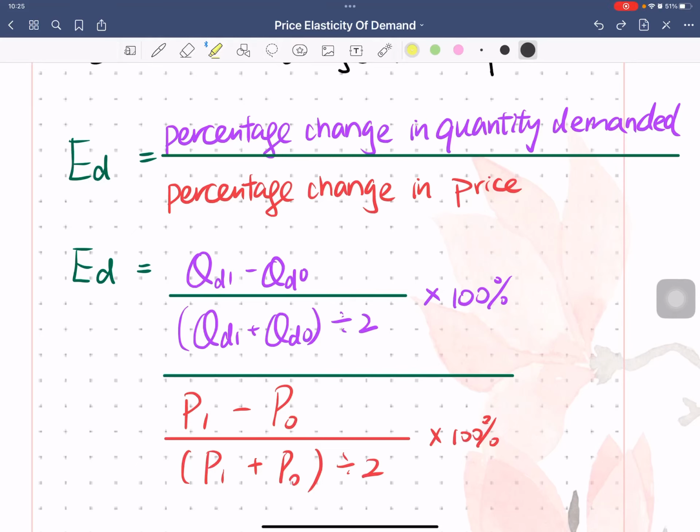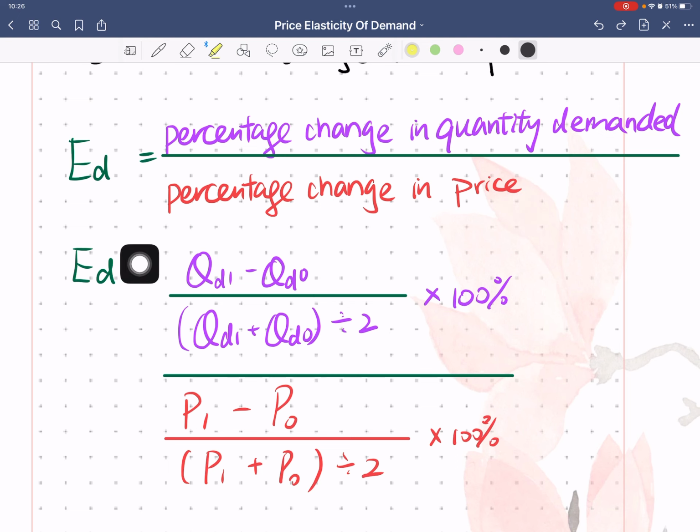Okay, here is part 3 of this series. In the previous video we covered the base formula, where the price elasticity of demand is the percentage change in quantity demanded over the percentage change in price. Right now we are covering the arc price elasticity of demand.